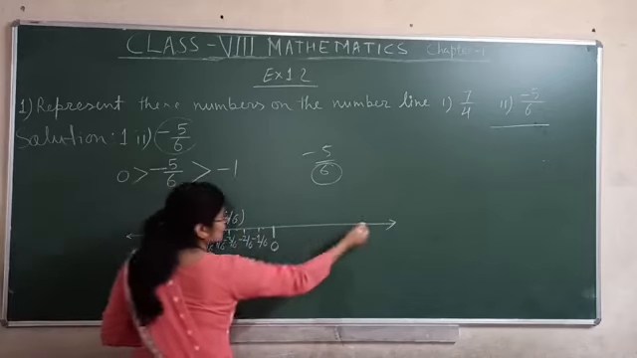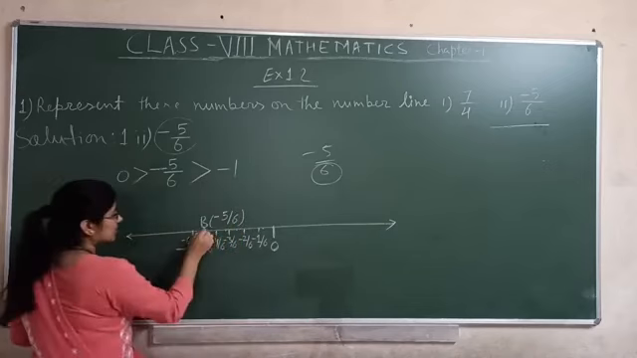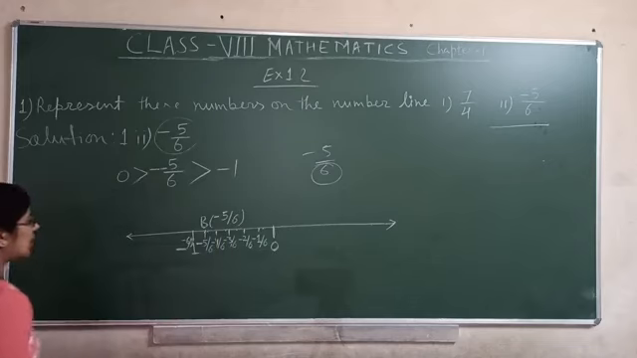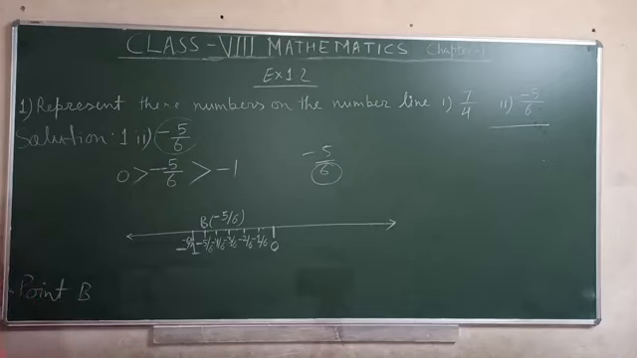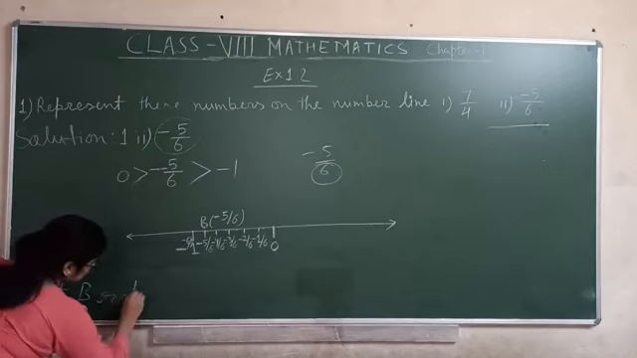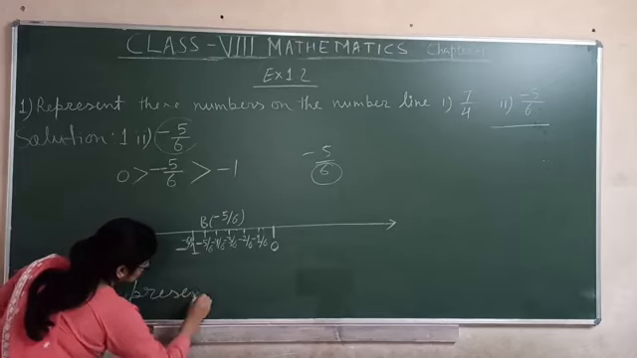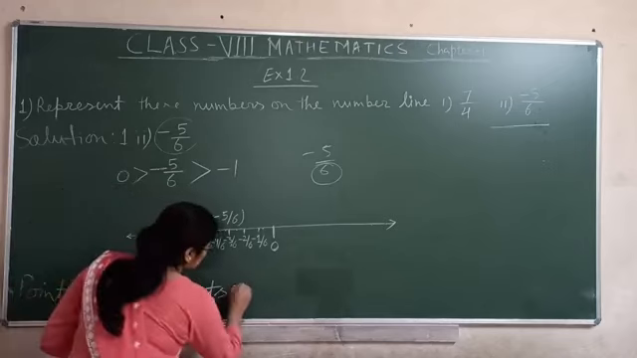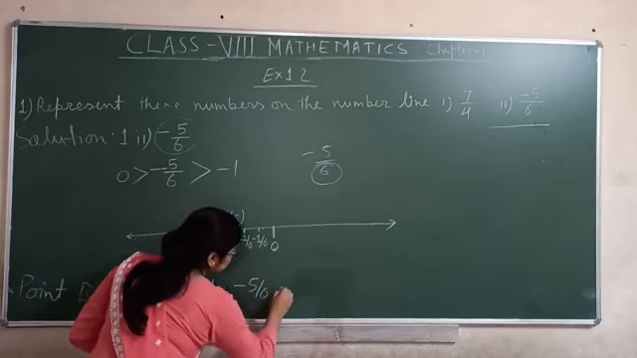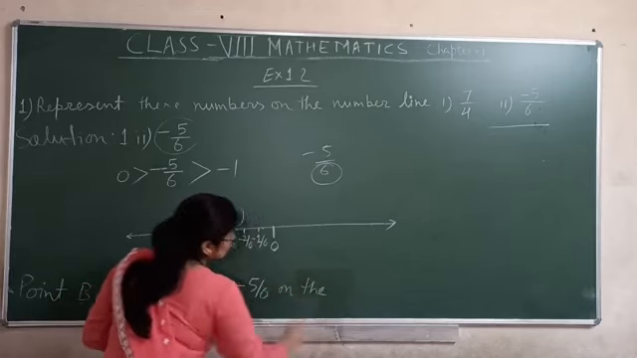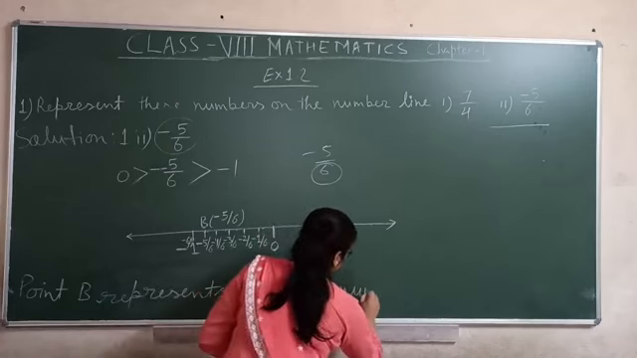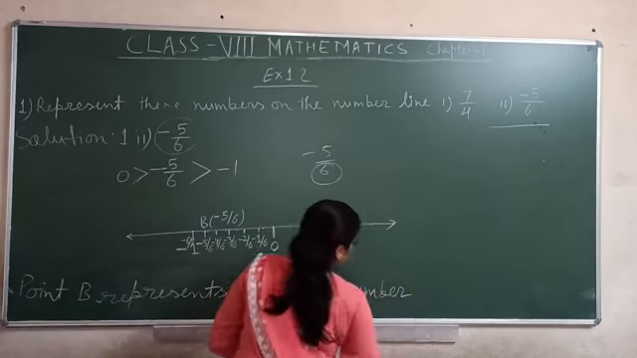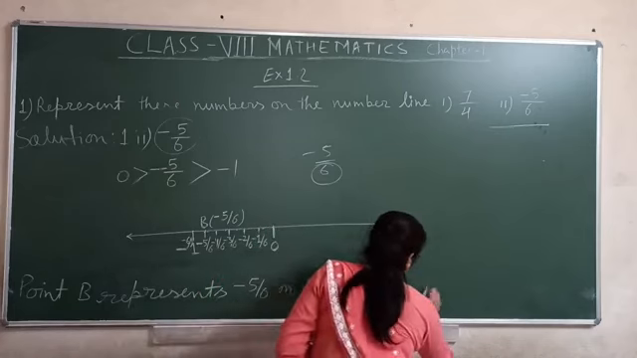Okay, you can leave this side as it is and here we will write: point B represents minus 5 by 6 on the number line.